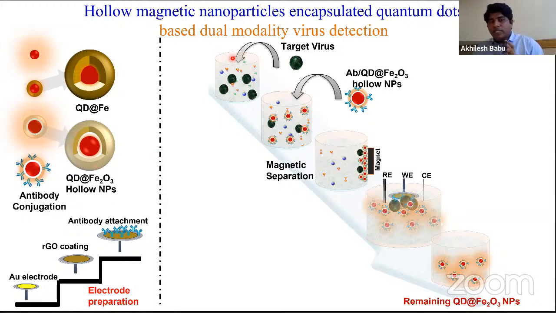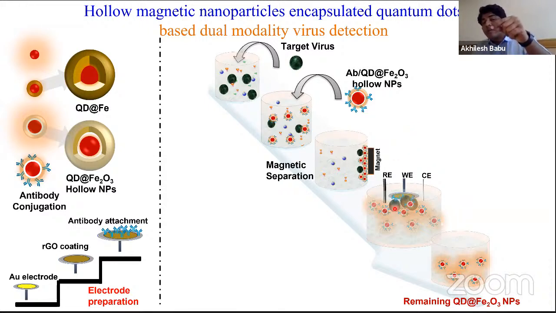Now, initially we took the virus solution and mixed it with the antibody-conjugated nanoparticles, mixed and allowed to conjugate. The antibody conjugates with the virus. Now, when a magnet is placed over the container, all the nanoparticles along with the virus-conjugated nanoparticles are separated. And the solution containing various unreacted components or serum matrix has been removed. After that, only the nanoparticles and virus conjugates have been redispersed into buffer solution.